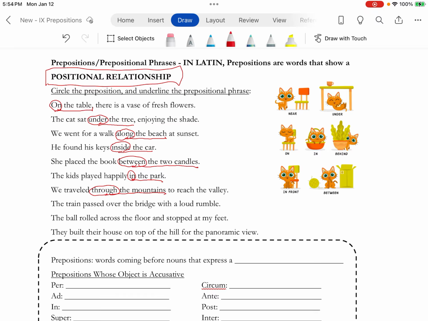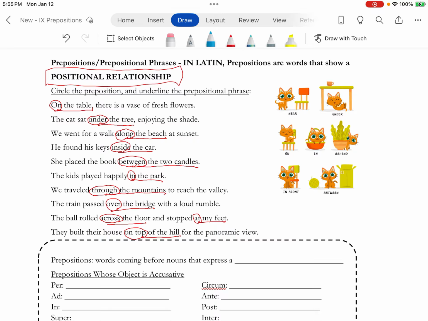The train passed over the bridge with a loud rumble. Over is our preposition. Over the bridge is our whole phrase. The ball rolled across the floor and stopped at my feet. Across the floor and at my feet are prepositional phrases. Then they built a house on top of the hill for the panoramic view. On top of the hill is our prepositional phrase.